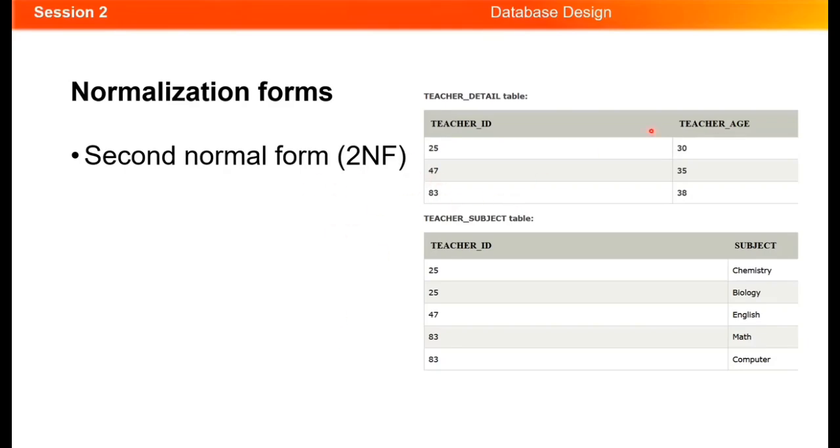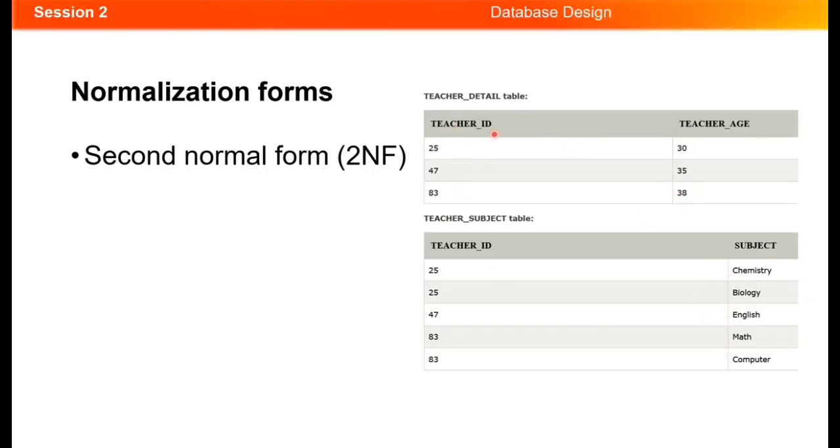So if we take a look here, we can see we are tracking teacher ID really based on 2 unrelated items. The number of subjects that a teacher can deliver. And in this case, we can see teacher IDs. There's 2 teachers here who deliver more than 1 class, and that's very typical. And also the teacher age is unrelated to any subject that they teach.